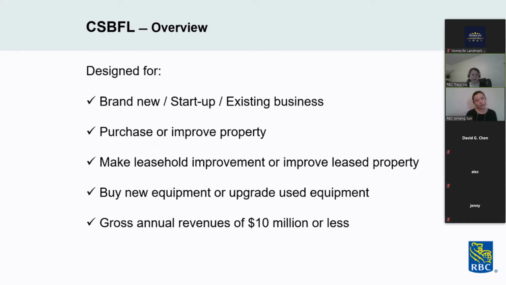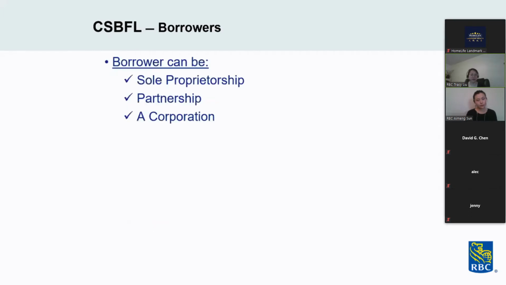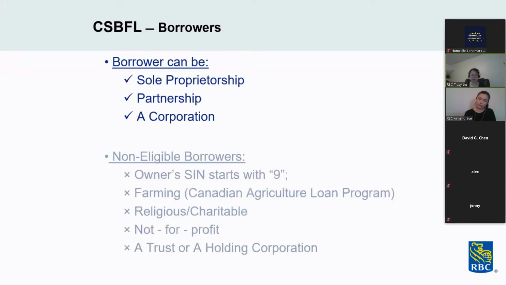Now, the guideline is that this program is aimed at businesses with gross revenue of 10 million or less. That's why we call it a small business. Now, the borrower, who is going to borrow the money, could be a sole proprietorship under your personal name, a partnership, or, the majority we see, a corporation, which is incorporated.